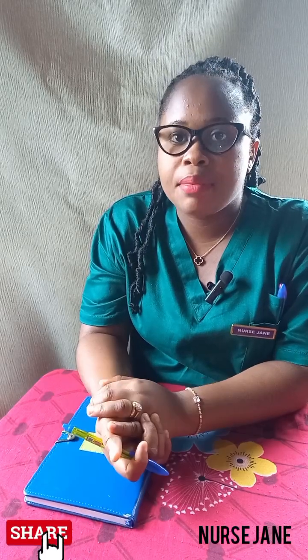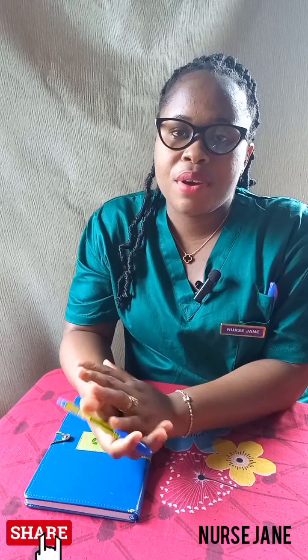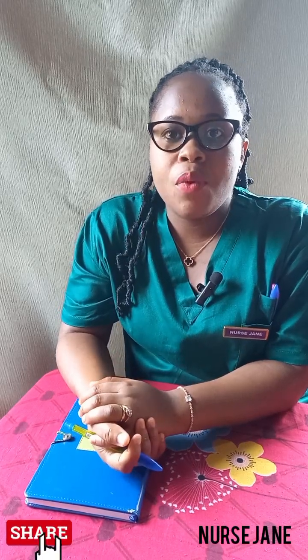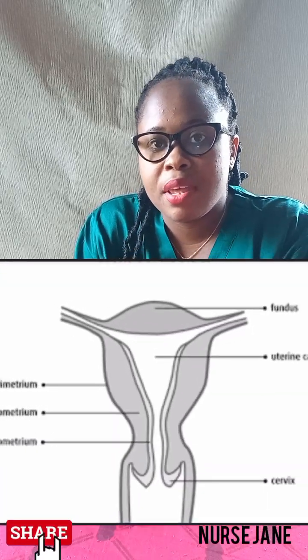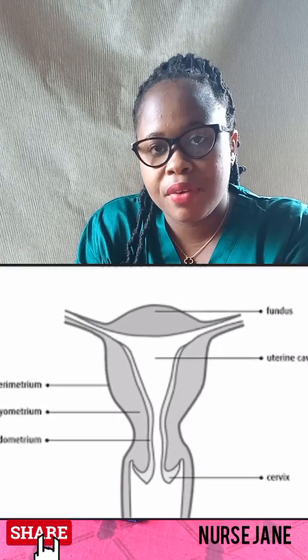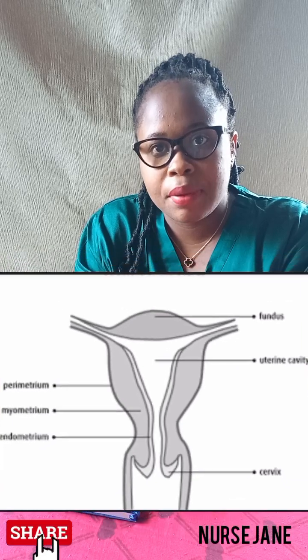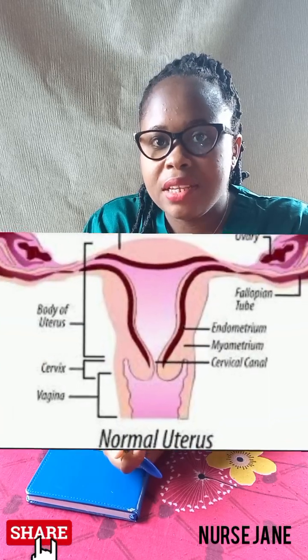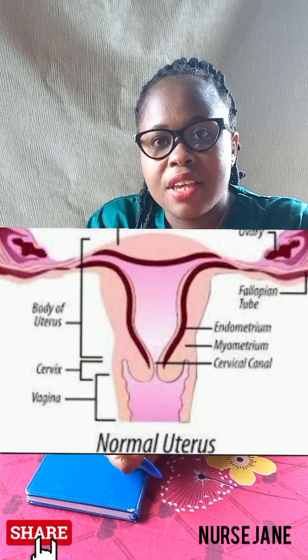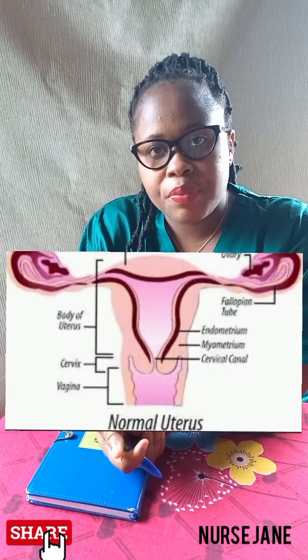When we talk about the types of rupture of the uterus, but before we go to the types, I want to give you an overview of what the womb looks like. The womb, as shown on the screen, is a pear-shaped hollow muscular organ that is located in the true pelvis. It is part of the female reproductive system, and its sole responsibility is to house the fertilized ovum till delivery.